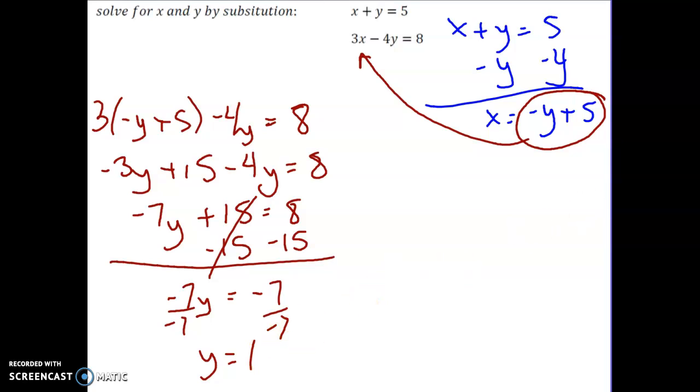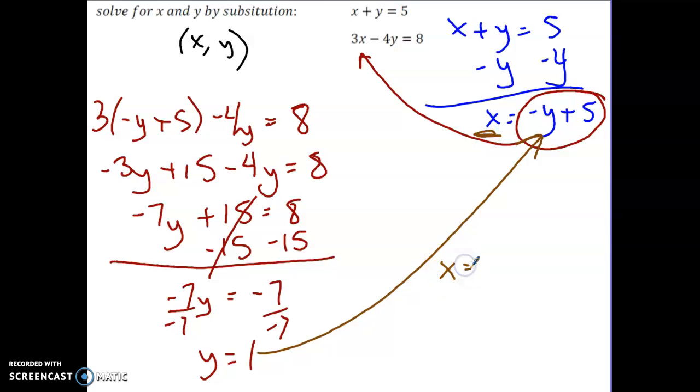Okay, so have we completed the problem at this point? Nope. Remember, this is a point of intersection. I need an x value and a y value. So far, I just have a y value. So I'm going to take that y value and substitute it back in. The one that I have circled there is the best one to substitute into because it already has x by itself, so it's going to be a little bit easier. Negative 1 plus 5 is 4. So my final answer is the point 4, 1.